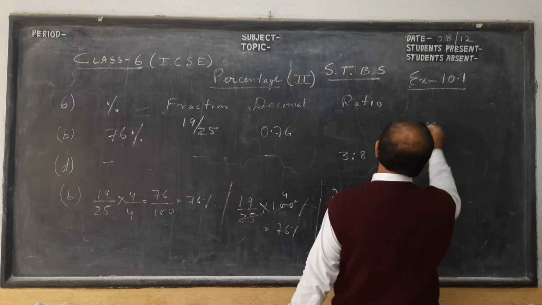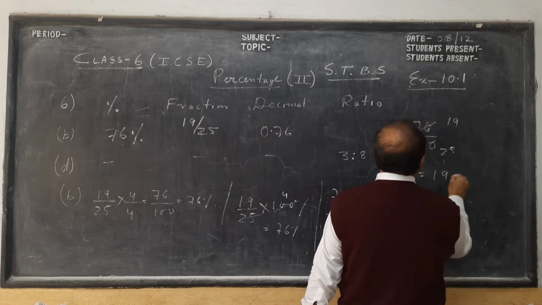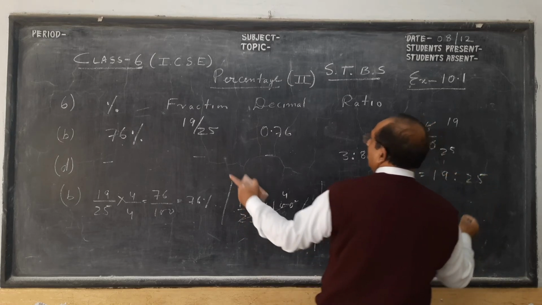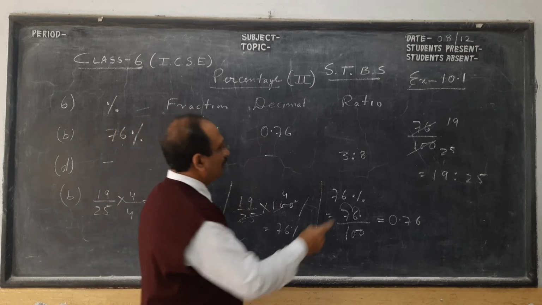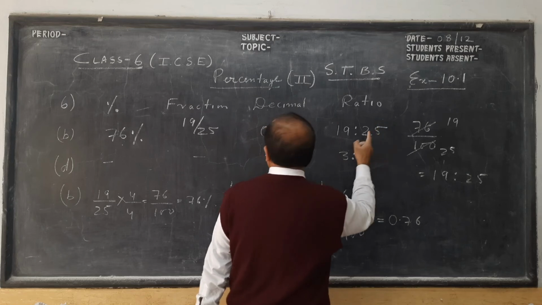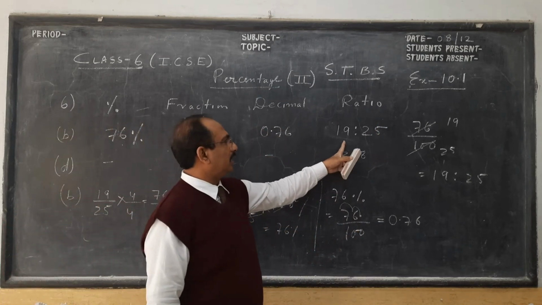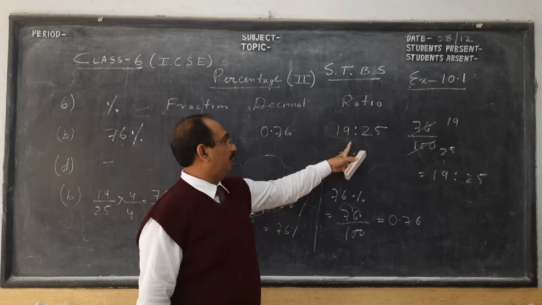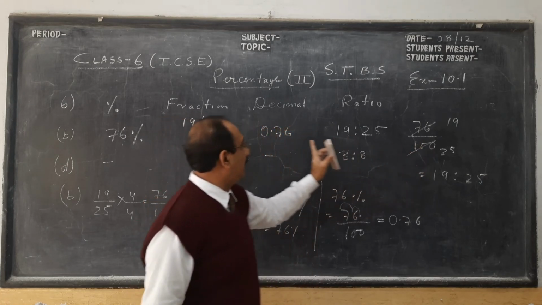So you will get, by 4, 19 by 25. So it is 19 is to 25. Okay, so a fraction only, here we write it as a ratio. Both of them are the same. Fraction is in division form; this is in ratio form. So almost these two things are the same. We tried to simplify it.